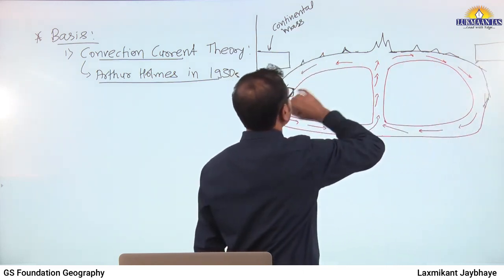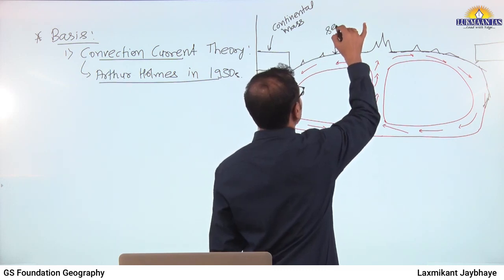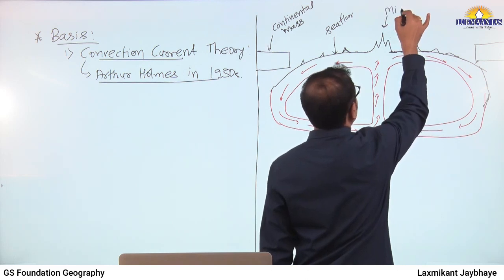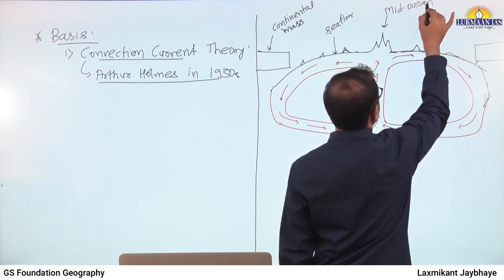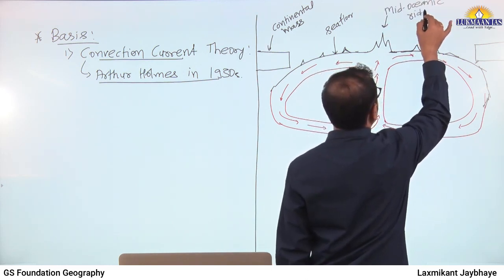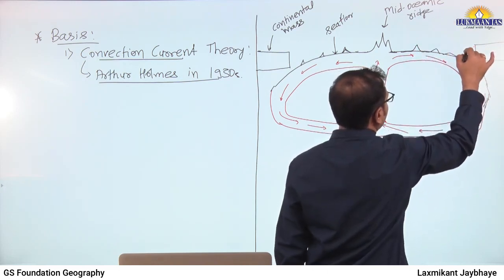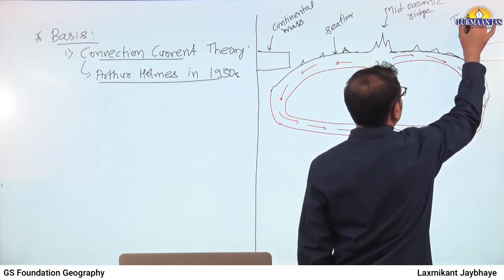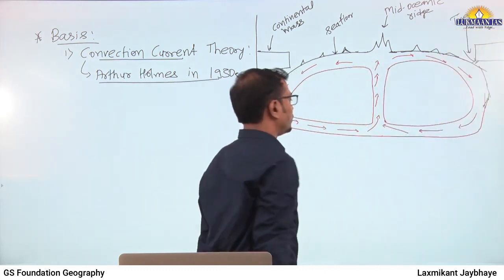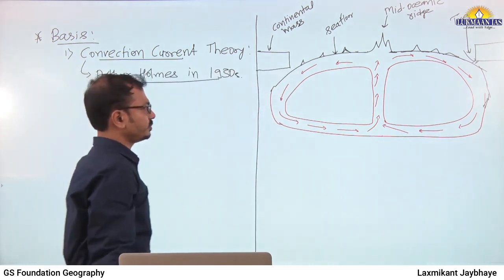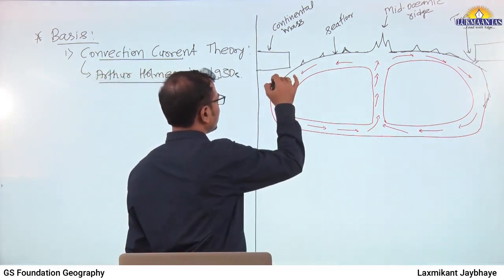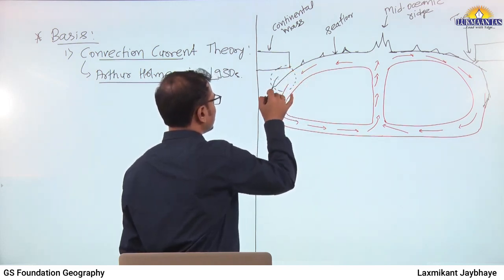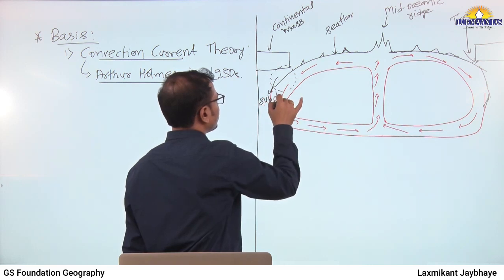This is the continental mass, this is the seafloor, this is the mid-oceanic ridge, and this part is the oceanic trench. This particular zone will be called the subduction zone.